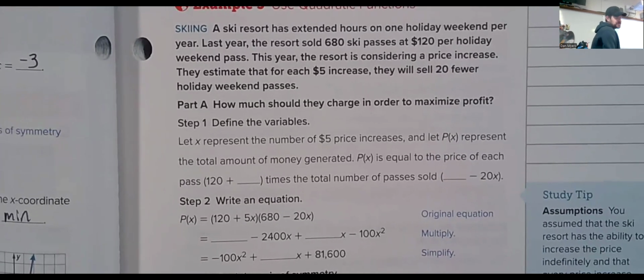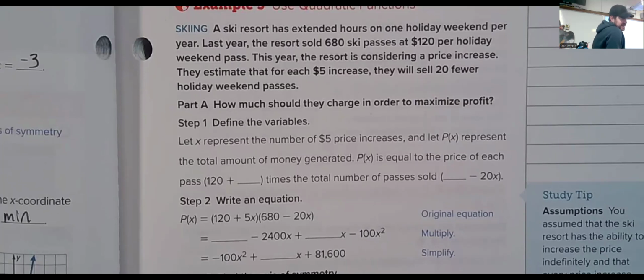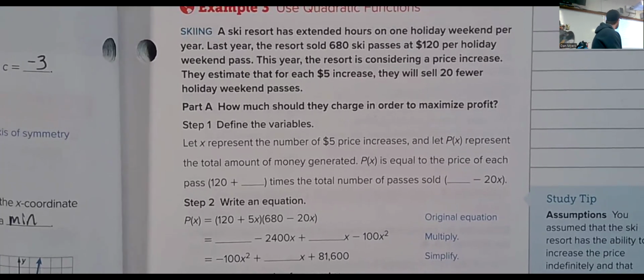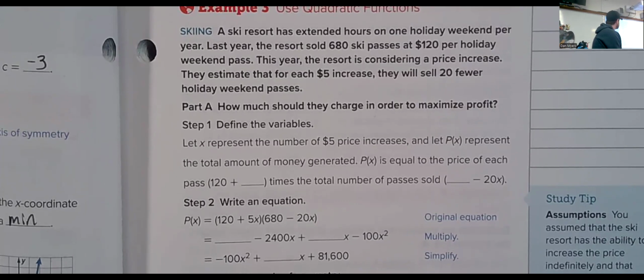A ski resort has extended hours on one holiday weekend per year. Last year, the resort sold 680 ski passes at $120 per holiday weekend pass. Okay? This year, the resort is considering a price increase. They estimate that for each $5 increase, they will sell 20 fewer holiday weekend passes. How much should they charge in order to maximize?